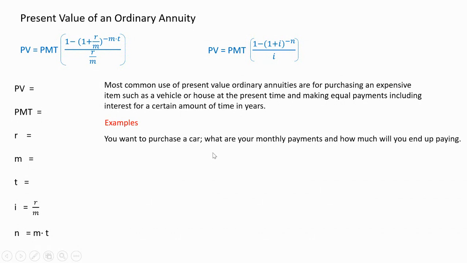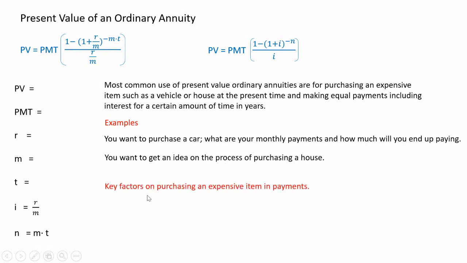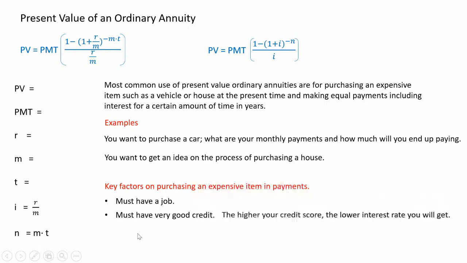Examples. You want to purchase a car. What are the monthly payments and how much will you end up paying? You want to get an idea of the process of purchasing a house. Key factors of purchasing expensive items and payments: you must have a job. You must have good credit. The higher your credit score, the lower your interest rate will be, because you're at a lower risk from the bank that you're actually going to pay the payments.